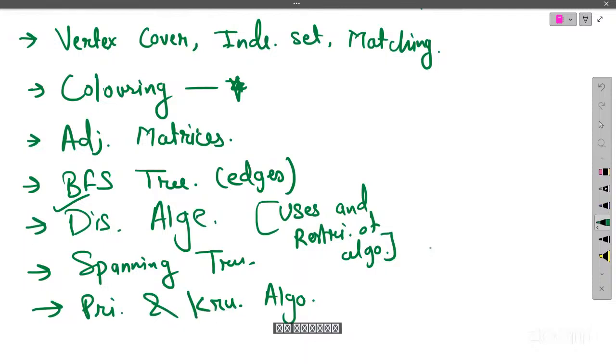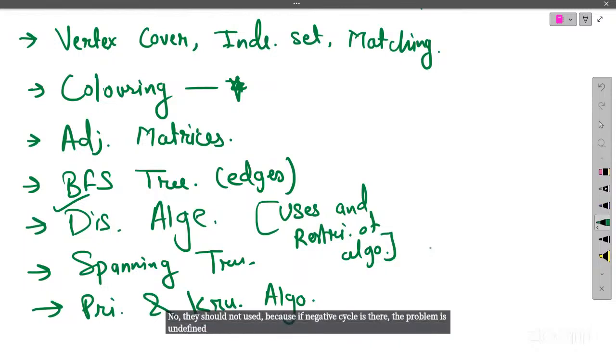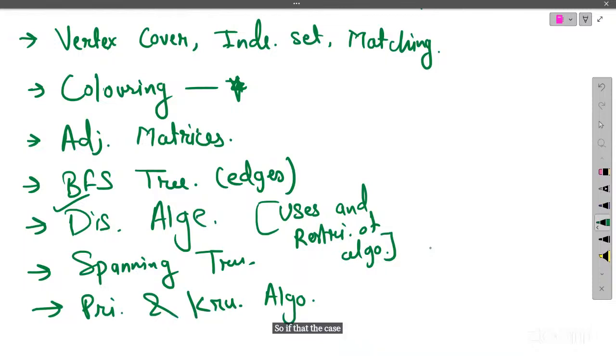In the assignment, they have given negative cycles? No, they should not use them, because if a negative cycle is there, the problem is undefined, so you cannot use Bellman-Ford. I'm not saying negative cycle, I'm saying negative weight. If negative weight is there, then you can use Bellman-Ford. That's why we introduce Bellman-Ford, for negative weights only.